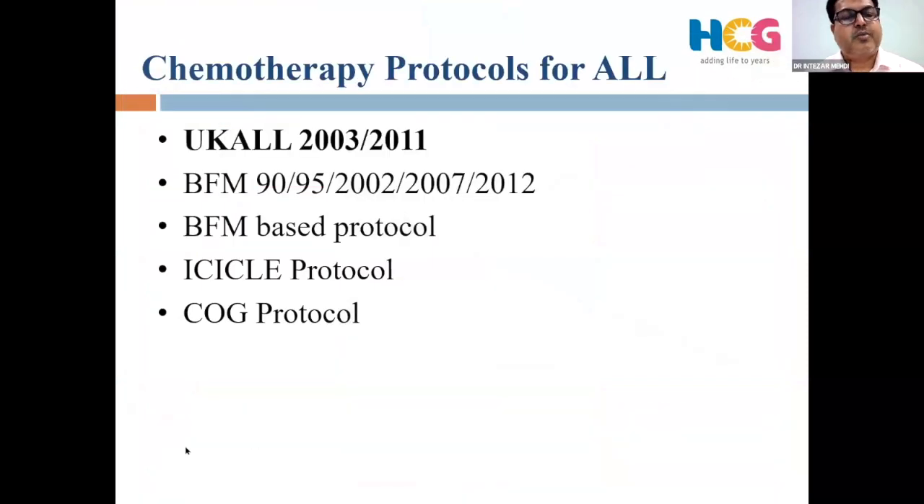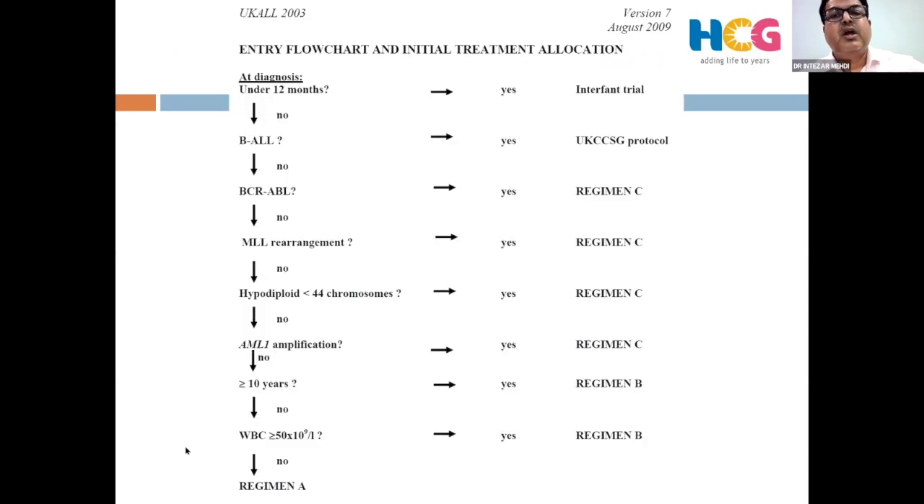Almost all protocols incorporate steroids, vincristine, anthracycline, and asparaginase in induction, followed by cyclophosphamide, cytarabine, 6-mercaptopurine, and methotrexate in the consolidation phases. And these are the various contemporary protocols. It's important that each center sticks to one particular protocol because they are all comparable when it comes to outcome.